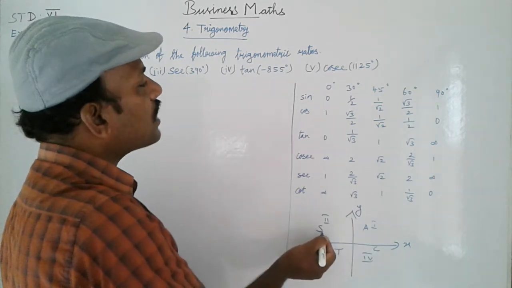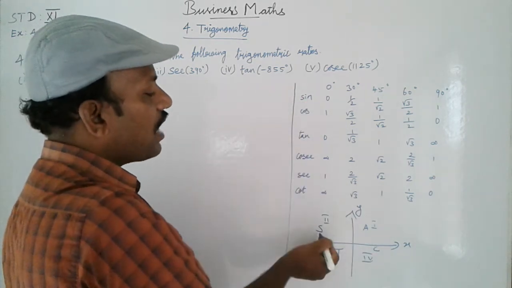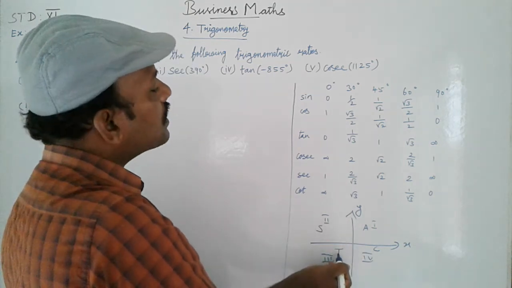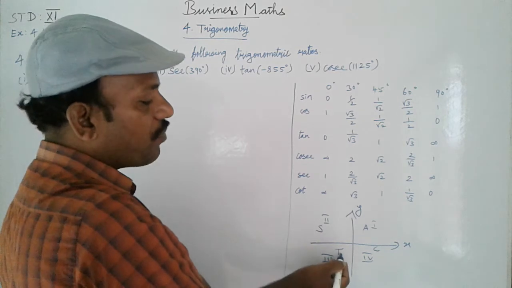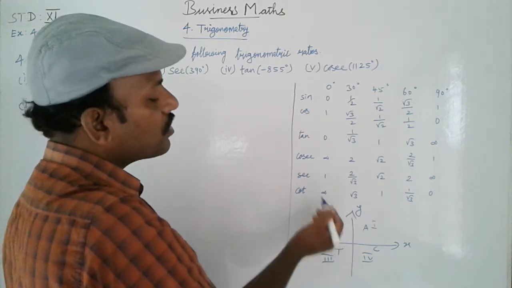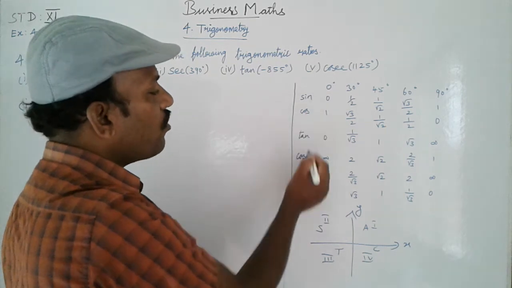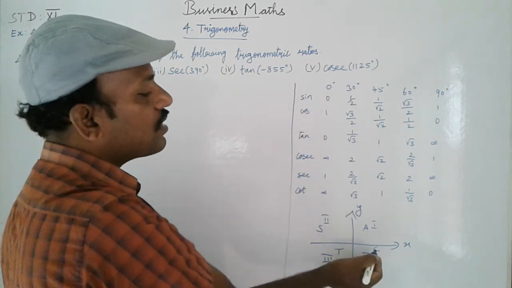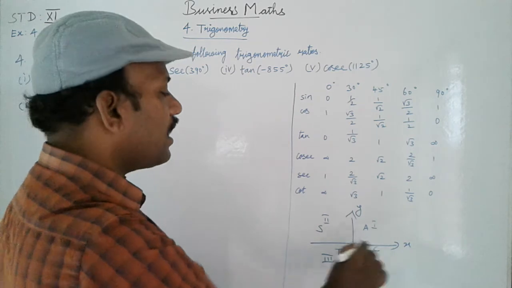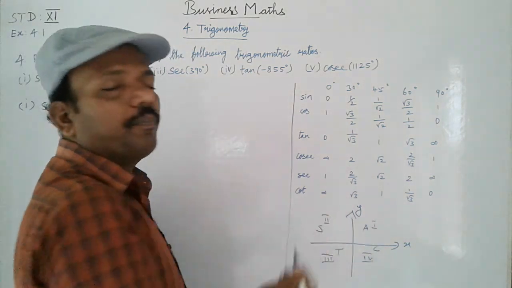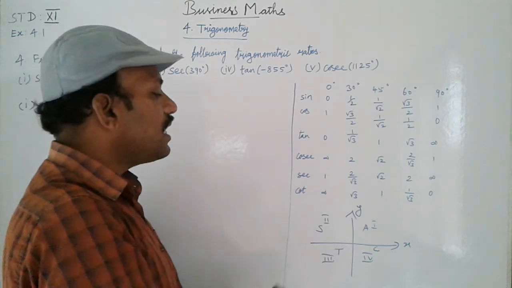Here all the values are positive. Here S means sine and cosecant values are positive, others are negative. T means tan and cot values are positive here, other ratios are negative. C means cos value and secant value are positive, other values are negative. We should take the short form: All Silver Tea Cup. We should take All Silver Tea Cup.